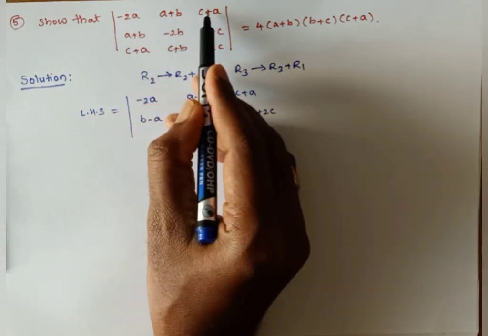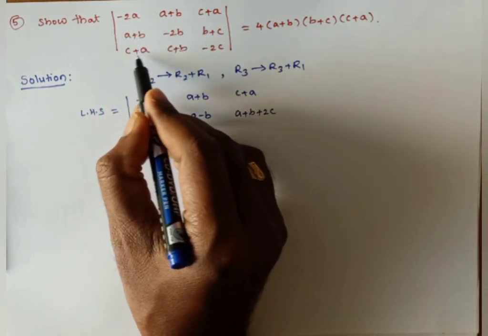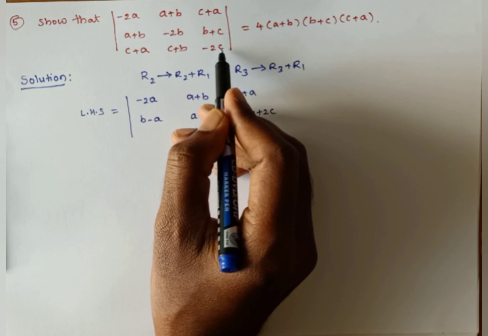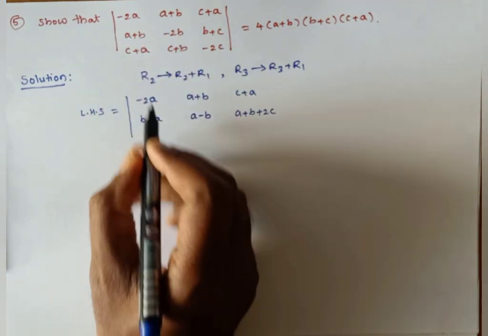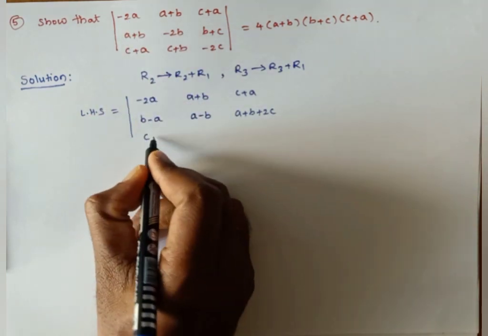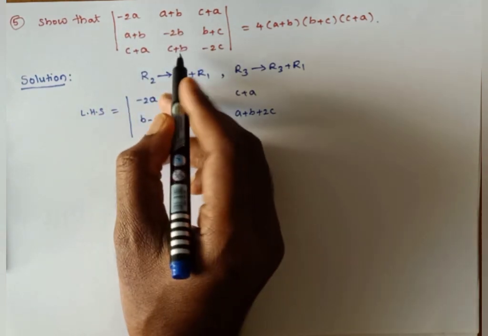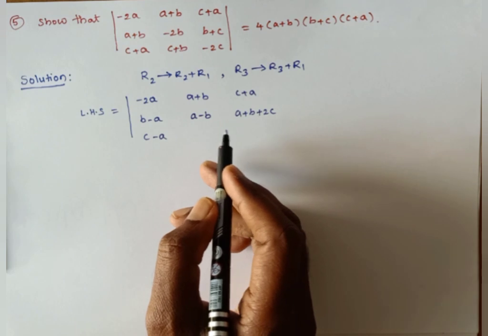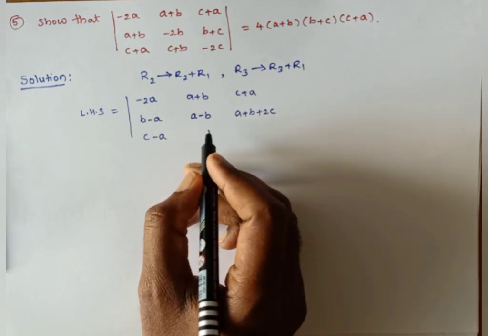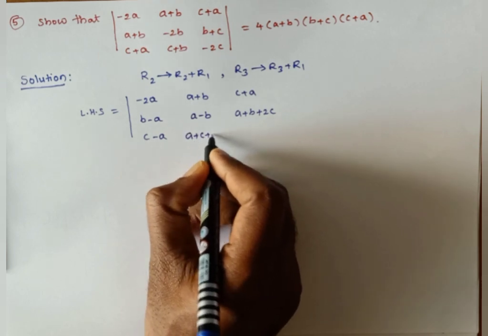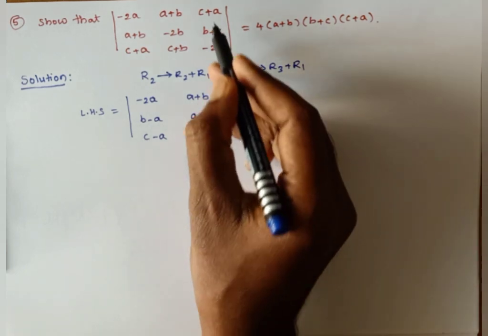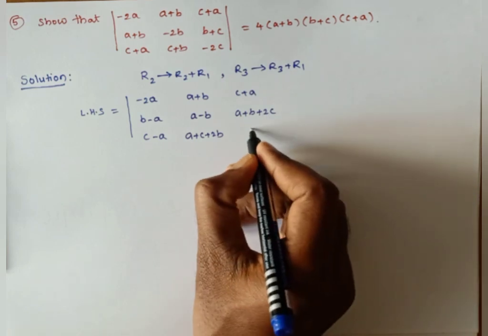Next, R3 minus R1. So the corresponding elements of row 3 minus row 1. That is C plus A minus 2A. It is C minus A, C plus B plus A plus B. Here B is repeated, so B twice. So it is A plus C plus 2B, minus 2C plus C minus A. This is A minus C.